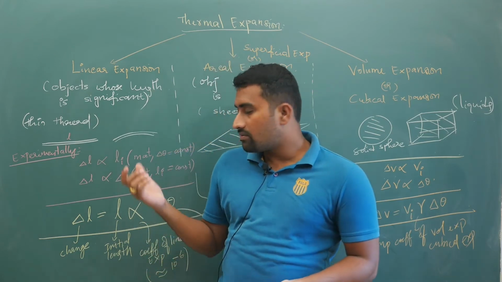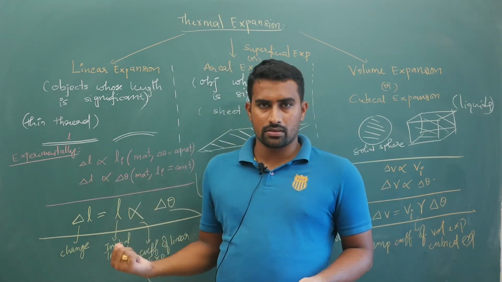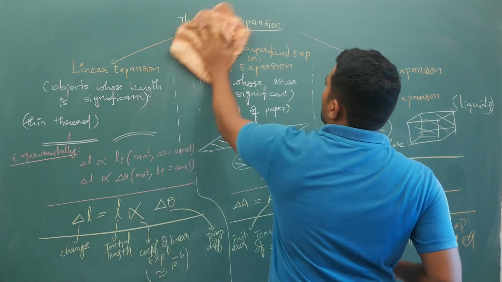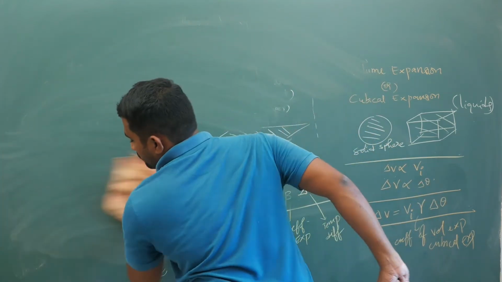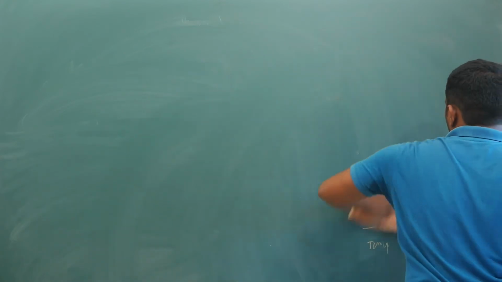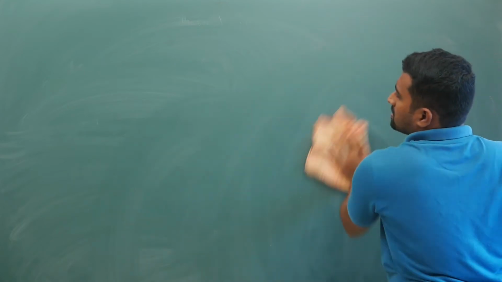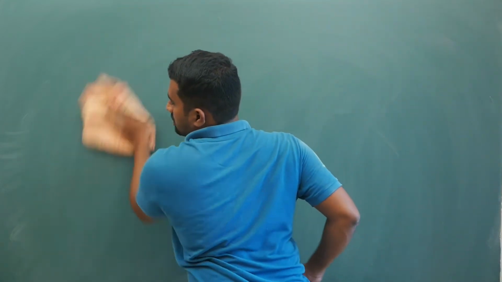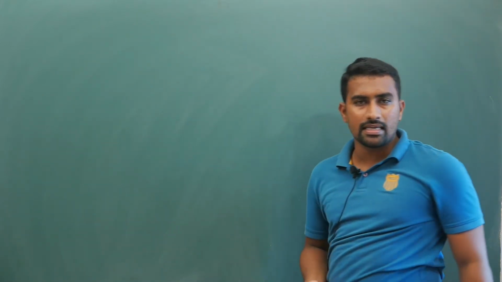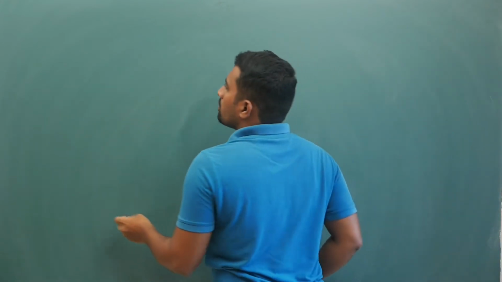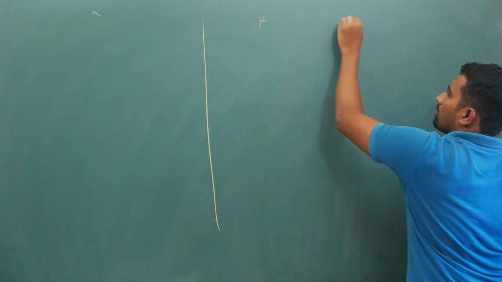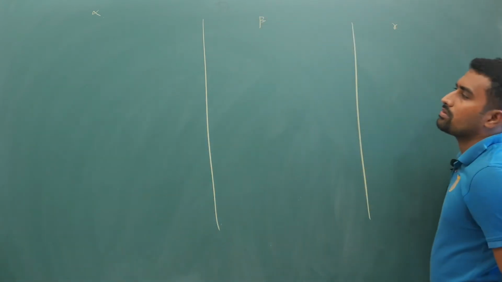Now I want you to focus on this alpha part. I will start explaining that alpha in detail. Alpha, beta, gamma are all positive for most bodies. If they are positive, obviously your change in length is positive, that means your final length is more. Here I will talk about your alpha, here your beta, and here your gamma.